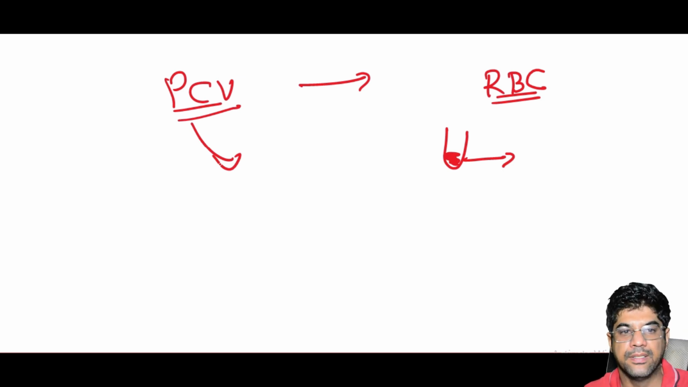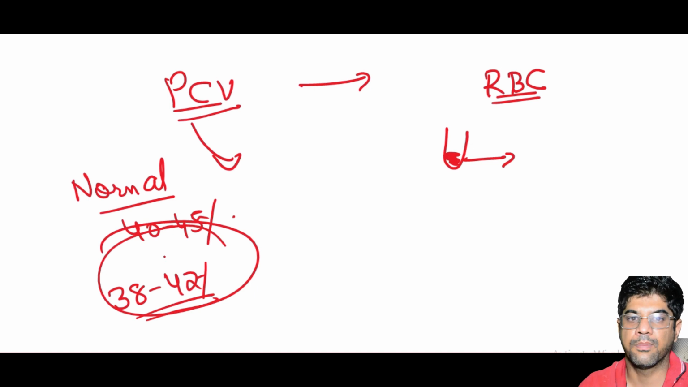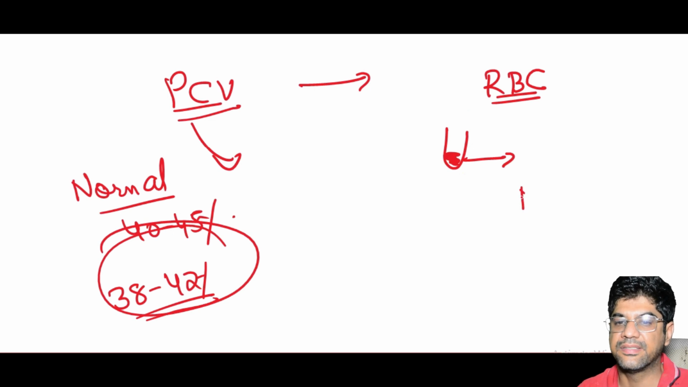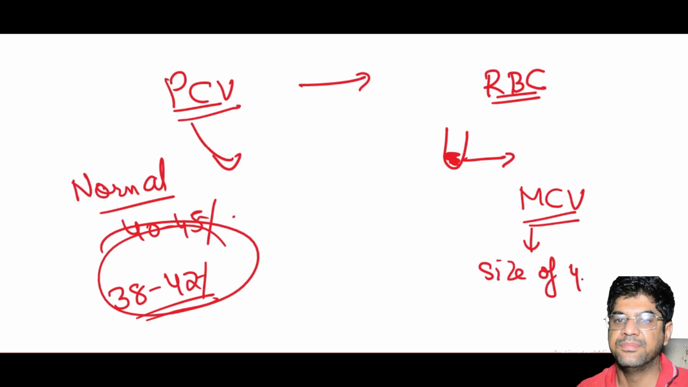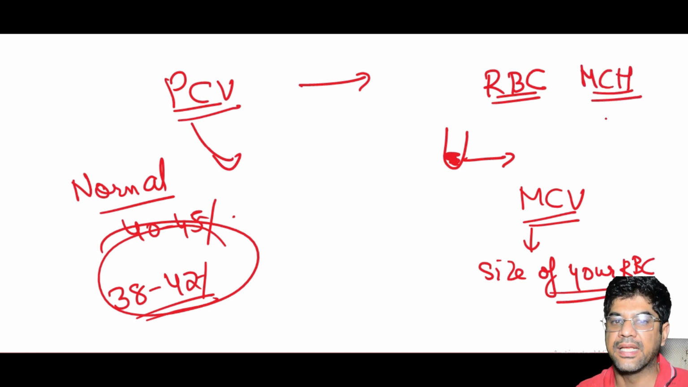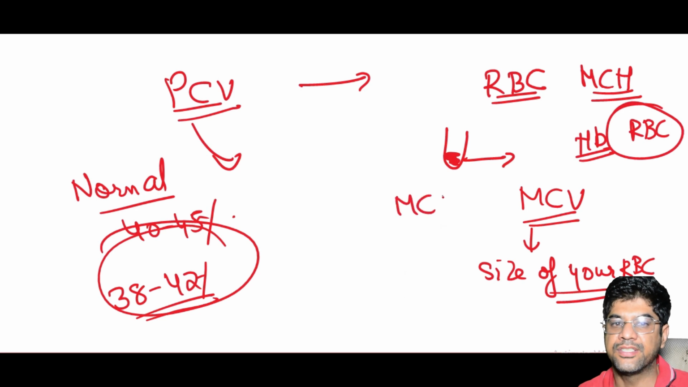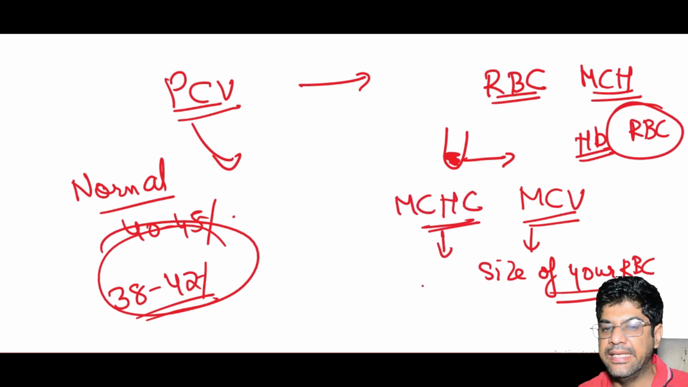Remember the normal PCV. The normal PCV for the males is 40 to 45%, and for females it is 38 to 42%. So there are other blood indices, that is MCV. It tells the average size of your RBC. MCH, it measures how much hemoglobin is there in each RBC. And other is MCHC. It shows the concentration of hemoglobin in each RBC.